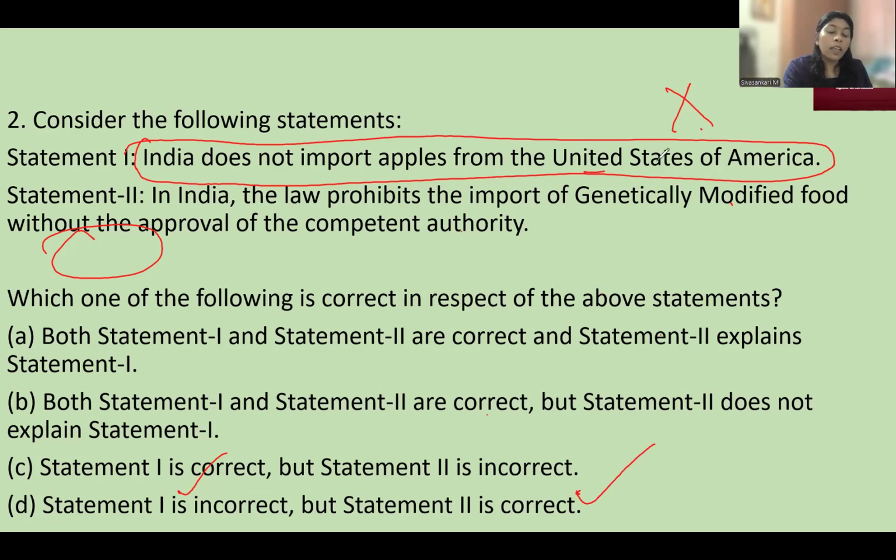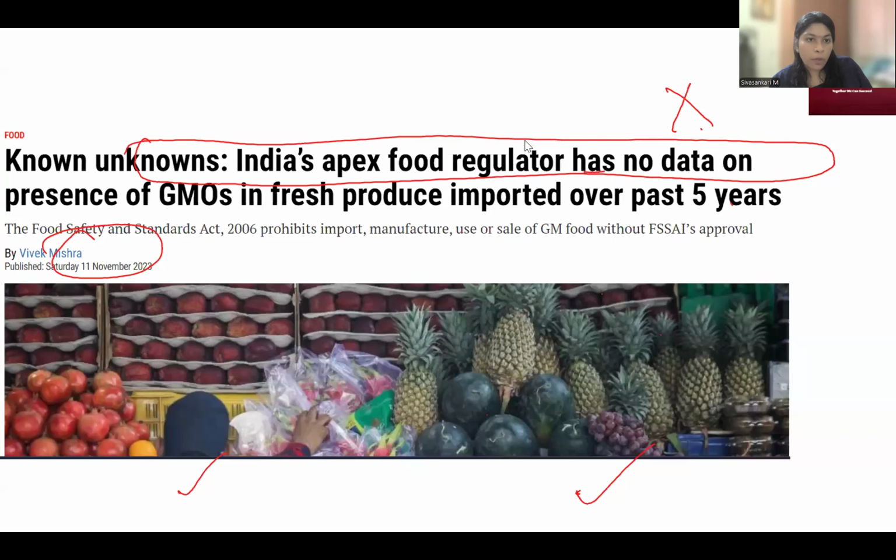If you don't know, then come to statement 2. Statement 2 also you have to explore. In India, the law prohibits the import of GM food without approval of competent authority. This also came in the newspaper. See this news. This also came in a very popular newspaper only. If you have read it, then you can short click the answer.